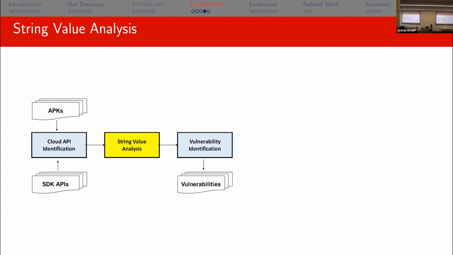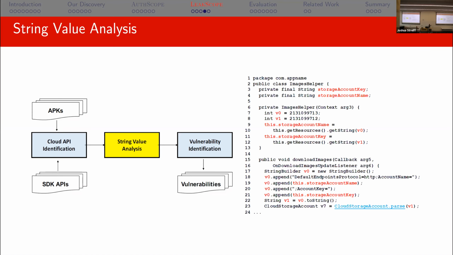All right, the second one, string value analysis. Why do we have to do this? Because the strings could involve some computation, like string concatenation or some kind of data arithmetic. You cannot directly grep the string. So you have to do some analysis there.